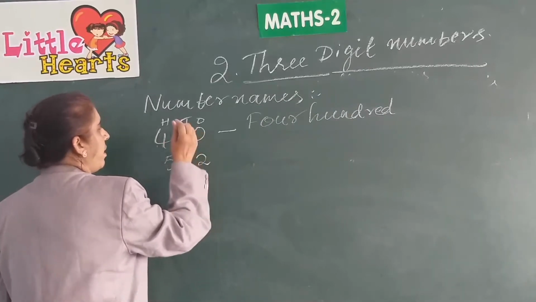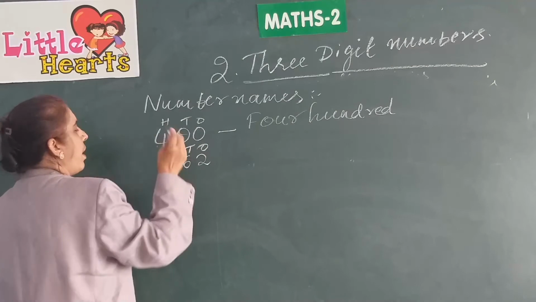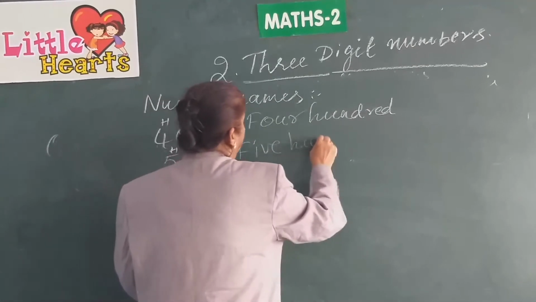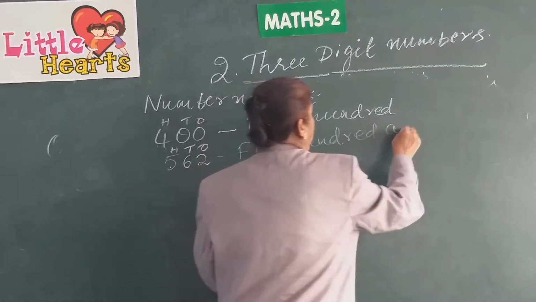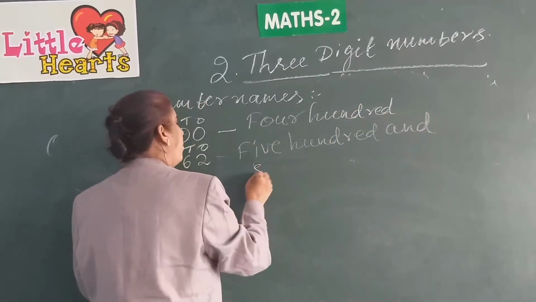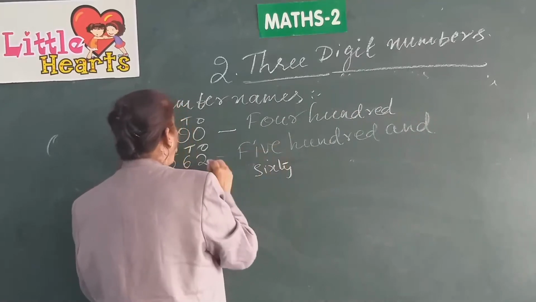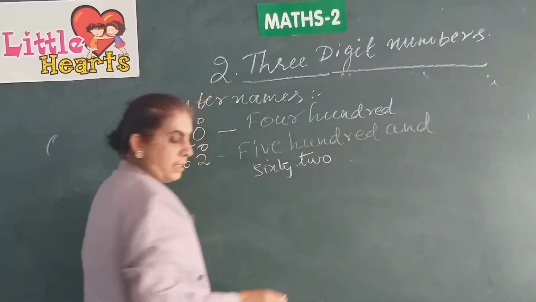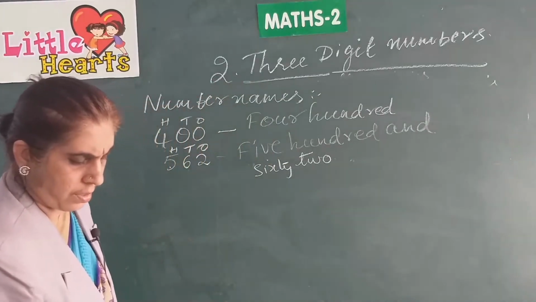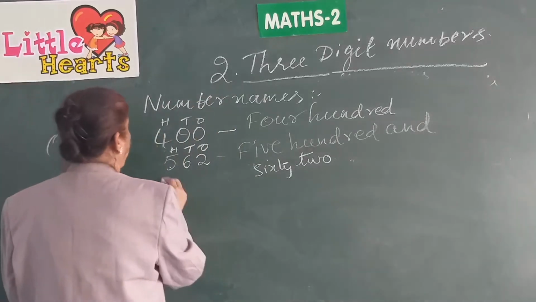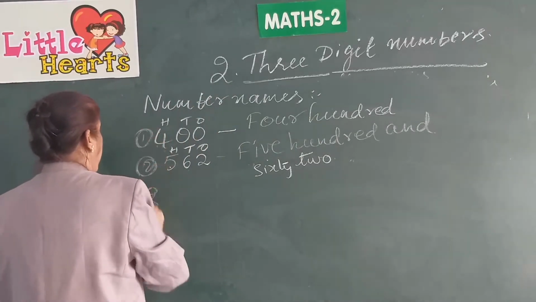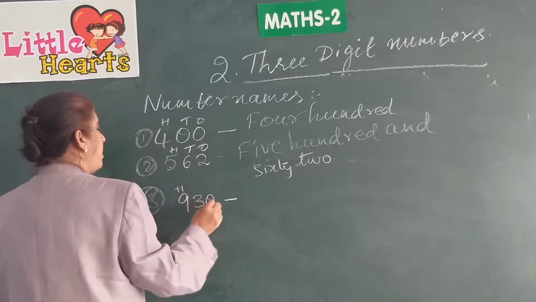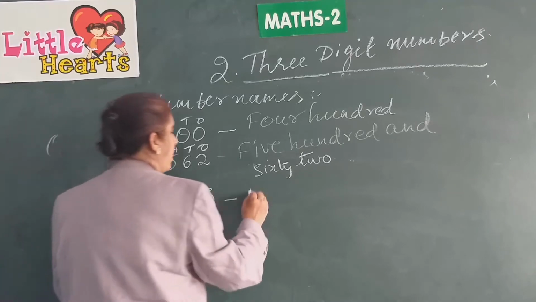How do you read this? 5 is in the hundreds place. So 500 and 62. Read the digits in the ones and tens together. You already know how to read them. So 562. 9 is in the hundreds place. So 930.